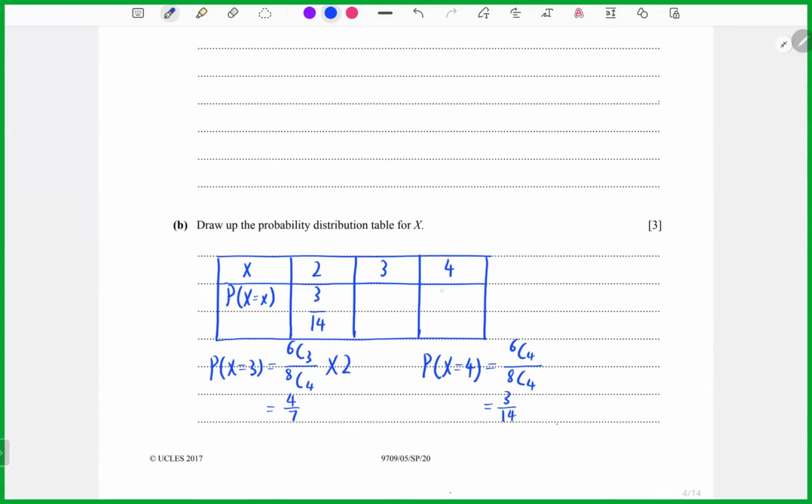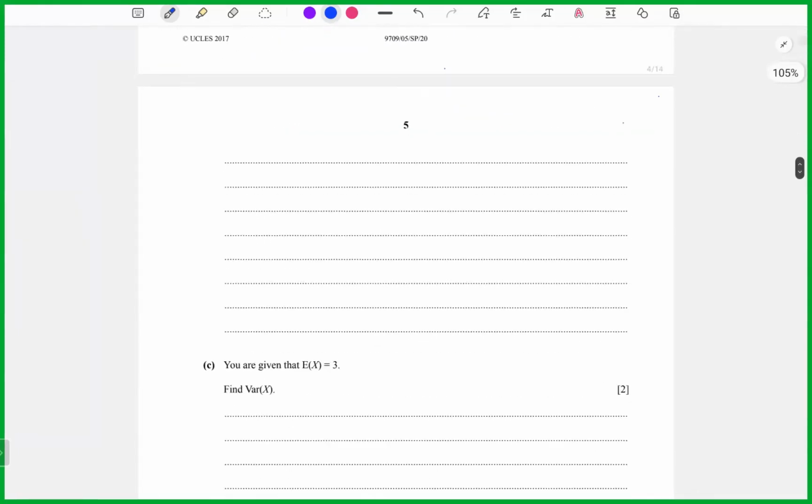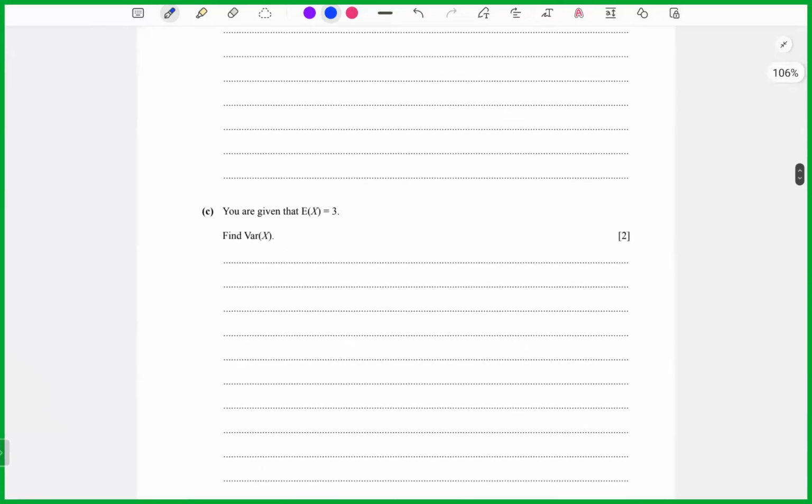Okay, so now I can put inside here. Okay, we already solved. So now we can look at the next part. Now we try to look at question C.